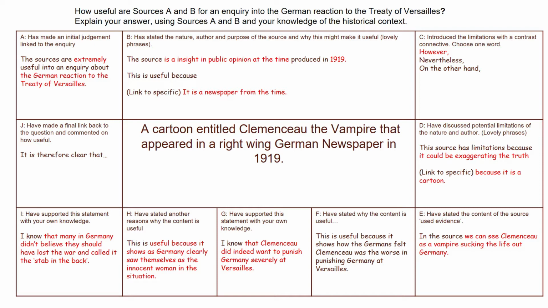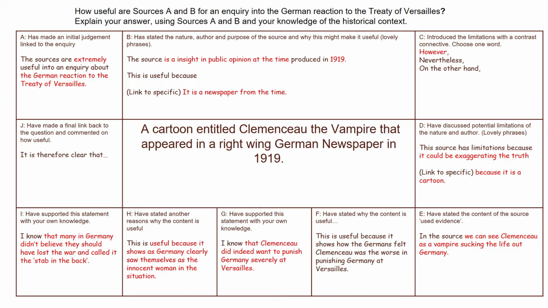The source has limitations because it could be exaggerating the truth. Papers are often prone to hyperbole, they often exaggerate the truth, they often try and sell papers, don't they, to make things look worse. And we know that this is a cartoon, so it's very easy for a cartoon to be manipulated, and cartoons often exaggerate the truth.